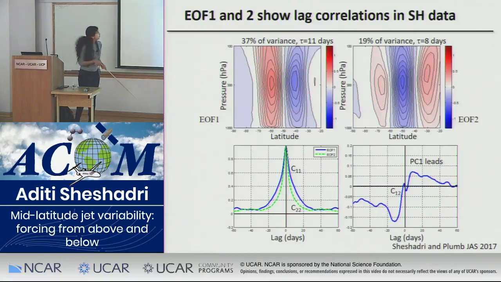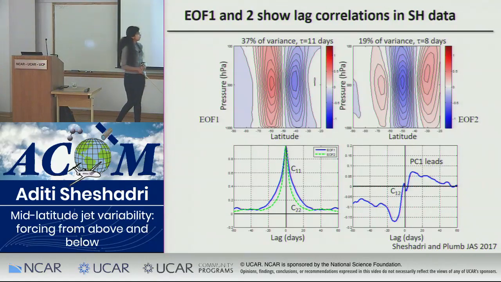So let's go back to the EOFs now. This is ERA-Interim, 1979 to 2015 or something. And here's the first EOF as before. We see a dipole, of course. The second EOF is a tripole with its primary extremum being coincident with the position of the mid-latitude jet.